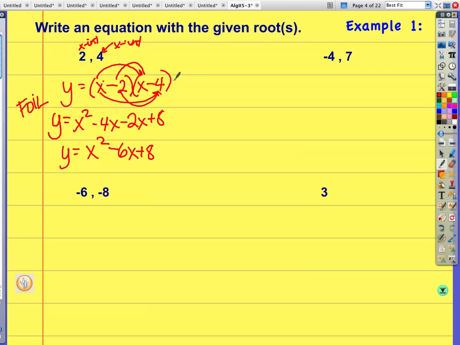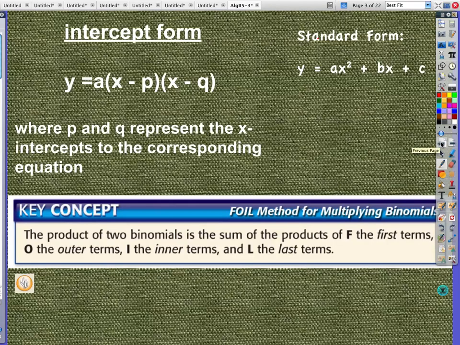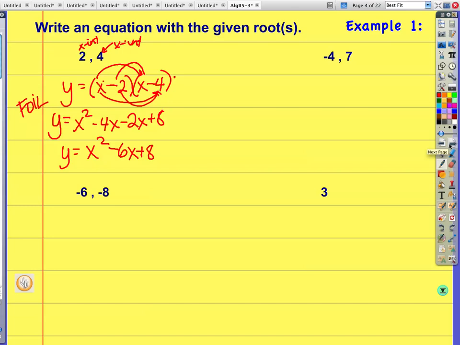So there is your x-intercept form, and then your standard form. Let's try it one more time.